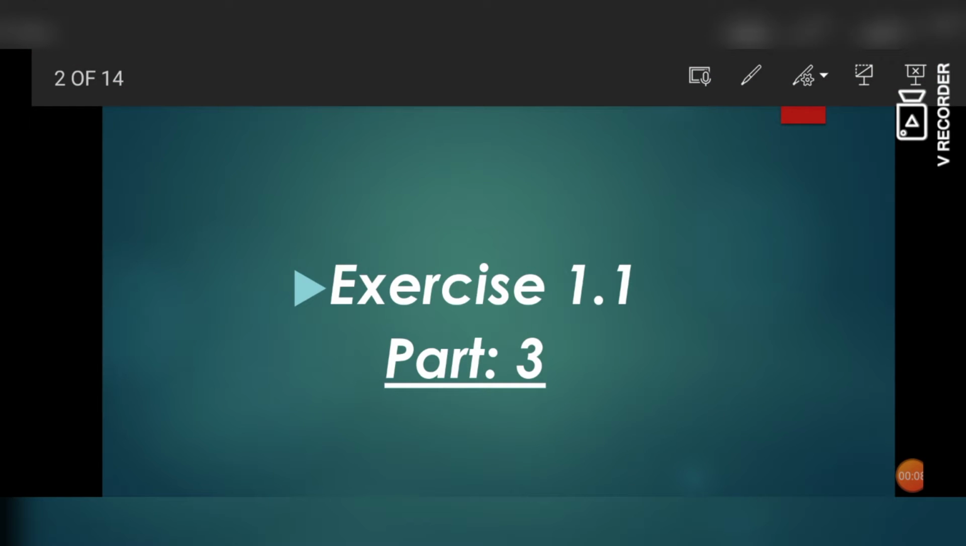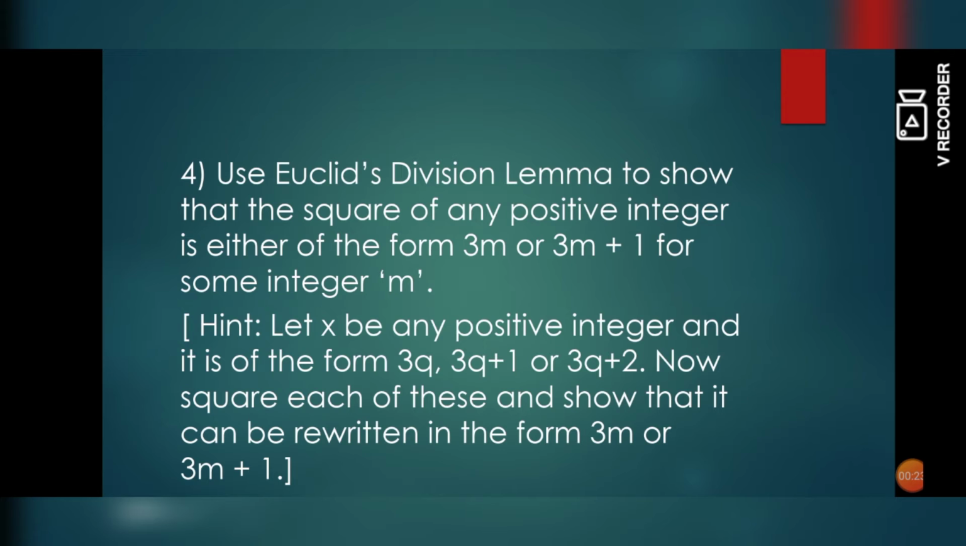And this topic will be on exercise 1.1, and this is part 3 of this series of exercise 1.1. So let's begin. In today's exercise, in this video, we are going to show how to solve question number 4. That is, use Euclid's division lemma to show that the square of a positive integer is either of the form 3m or 3m plus 1 for some integer m.